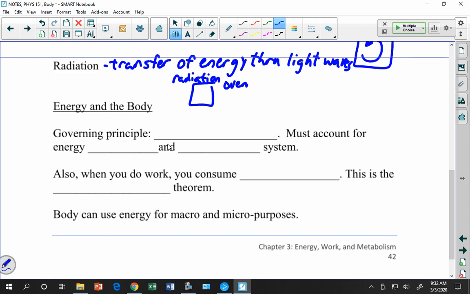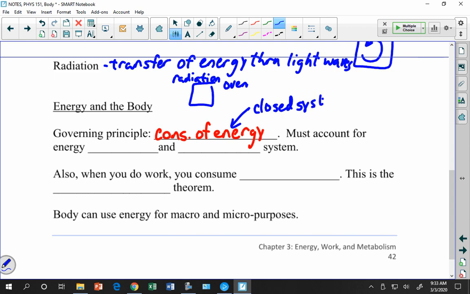Okay, so energy in the body. Our governing principle with the body is that we'll assume a conservation of energy. And do you remember what we assumed if the conservation of energy was true? That we assumed something about the system. We assumed that it was a closed system, that there's no energy in or out.